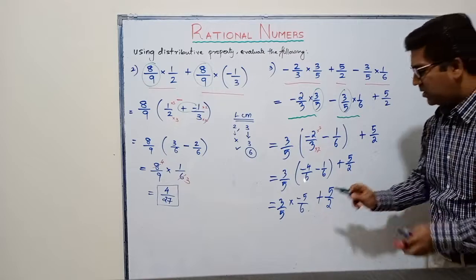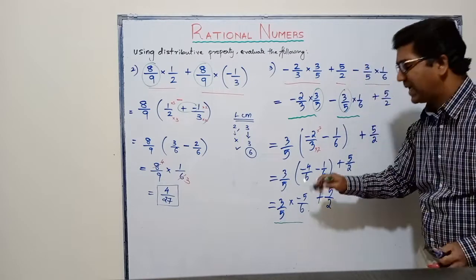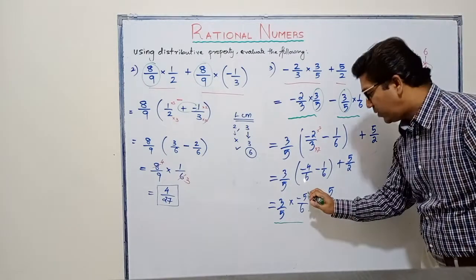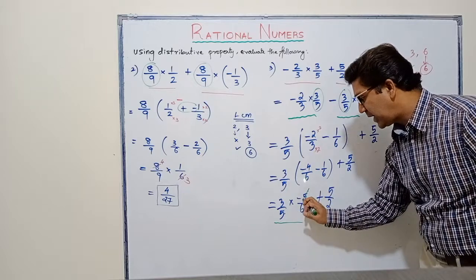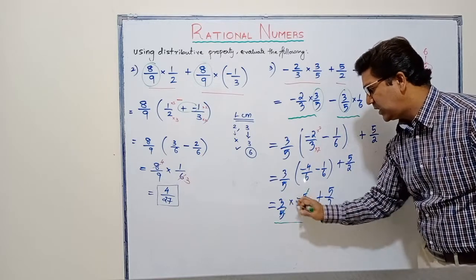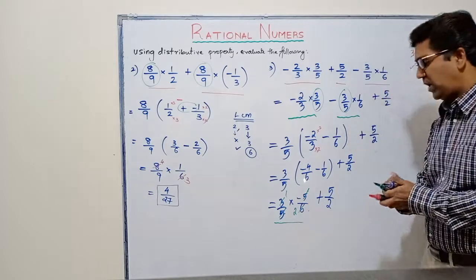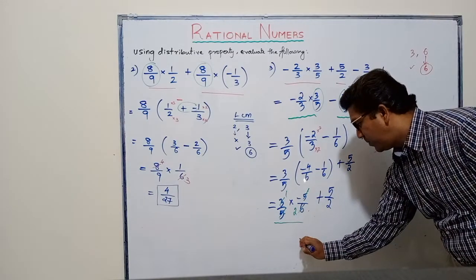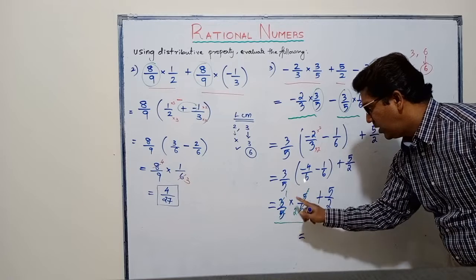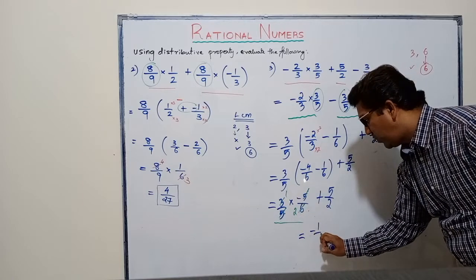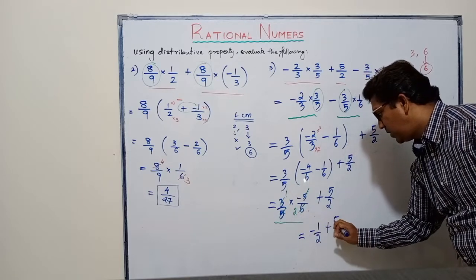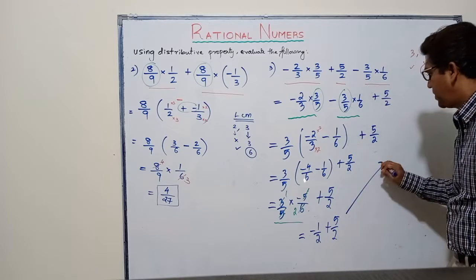Now, this is one term. Within a term, I can simplify it further. Now, find the numerator, find the denominator can be cancelled. 3 and 6, you can divide by 3. So, 3 1 times, 3 2 times. So, what you are left with? In the first one, you are left with minus 1 upon 2 and plus 5 by 2. I'll write it here.